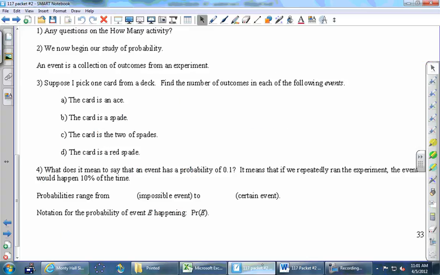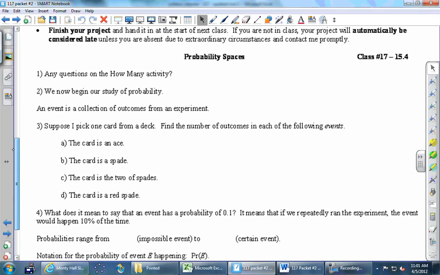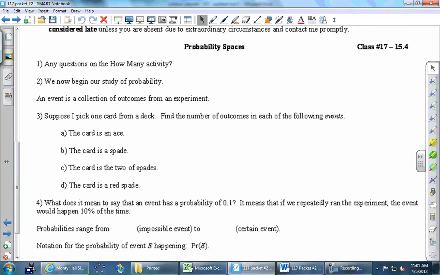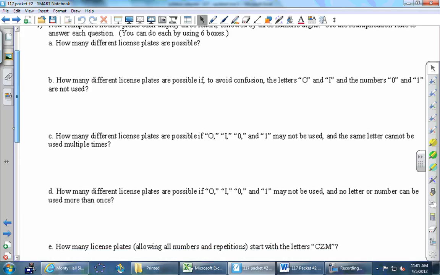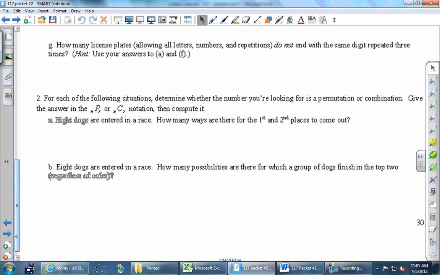We'll start here on page 33, number 1. First, were there any questions on that how many activity from last class? The first question, which I think most of the groups got all the way through, was about counting license plates. Any questions about the license plates stuff? Hopefully we had a chance to continue on, even if it was outside of class. Any questions about whether we're using P's or C's for any of these questions?